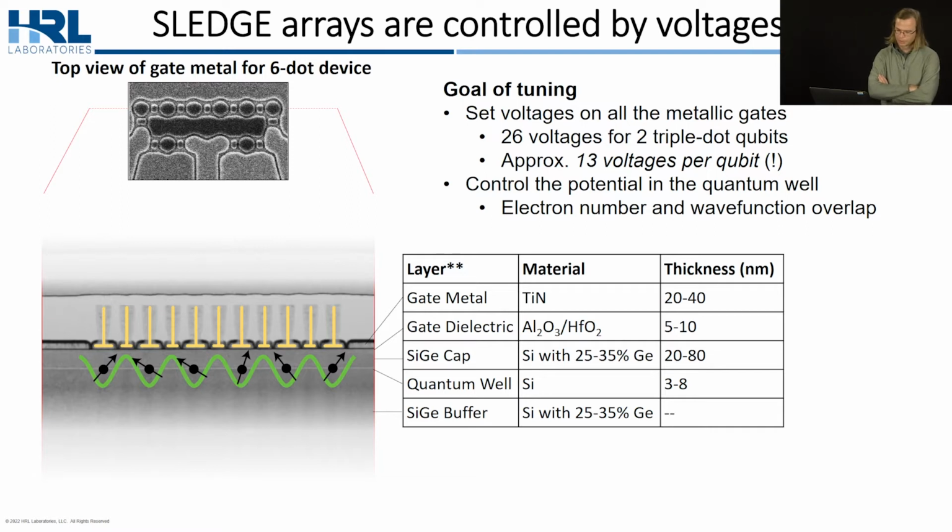So apart from just this problem of setting a voltage, what we're really trying to do is control the electrochemical potential in the quantum well. And so in the lower left here, we're really trying to set it so we have one electron trapped under each dot and control the wave function overlap to control that exchange, which will control the qubit manipulations.